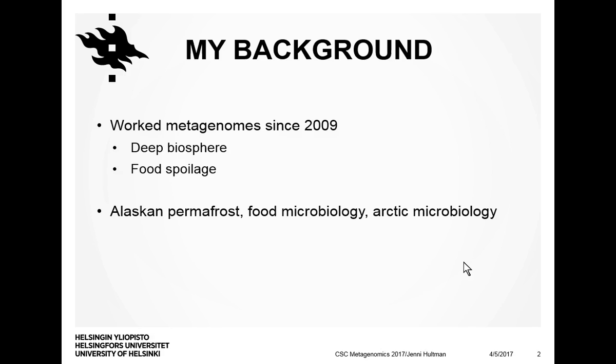I started working with metagenomes in 2009, after I finished my PhD, and I did my PhD with Petri Auvinen, who was here yesterday from the sequencing lab in Helsinki. Together with him, we did the first metagenomes in Finland, working with the deep biosphere and the food spoilage microbial metagenomes. And I really wanted to learn more about metagenomes, so I went to the US to work with Janet Jansson and did some metagenomic, metatranscriptomic and metaproteomic work on permafrost microbial communities. After that, I've also been working with food microbiology a bit more, and now I'm starting my own group with Arctic microbiology. So there's going to be more on the Arctic side soon.